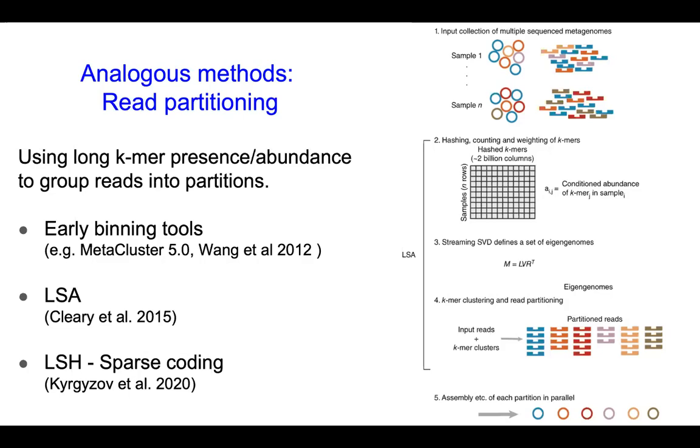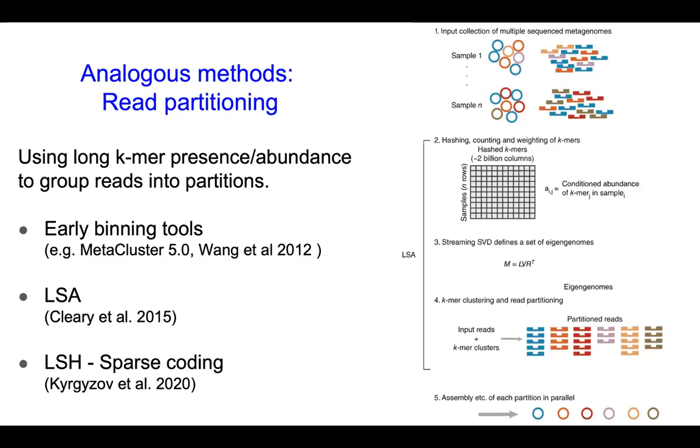This has largely been superseded by contig binning, but might still have a place where assembly is really, really challenging because of computational resources. You can limit the amount of memory that you need, for example. So the graph on the right is from the latent strain analysis paper from 2015, which made a big step in this type of tool. And this has been revived once more in a paper that came out about a month ago.